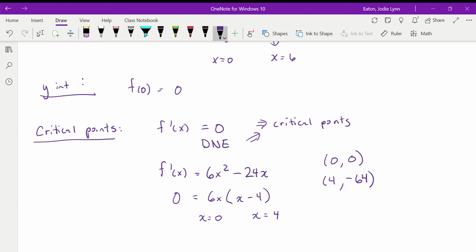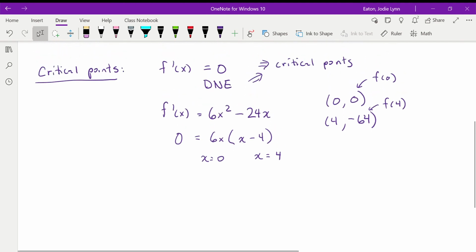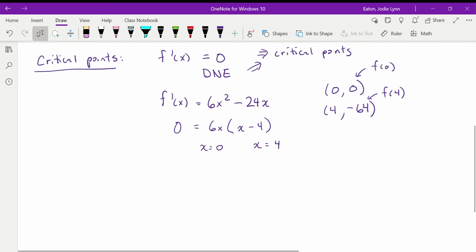Please do remember this is f of 0, not f prime of 0, and this is f of 4, not f prime of 4, because we know f prime of 4 and f prime of 0 would be 0. So remember we have to refer back to the function to find y coordinates, and that happens for everything. When we look for our inflection points, that's also where we find those inflection points. So we found our critical points. That's to do with the derivatives. We haven't yet determined the nature of the roots, and we're going to do a sketch.